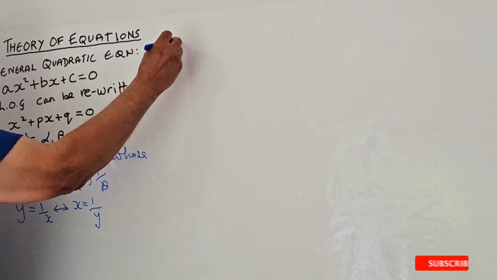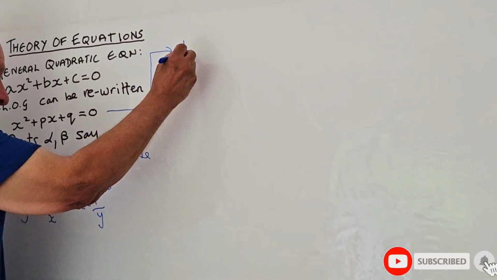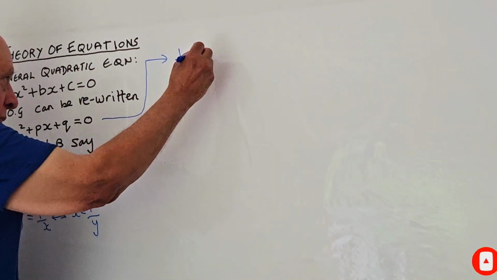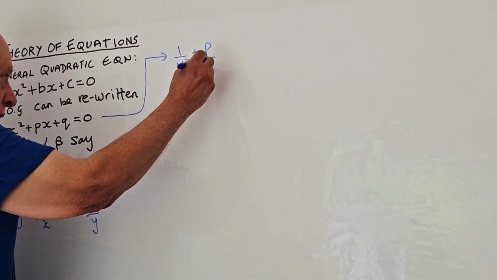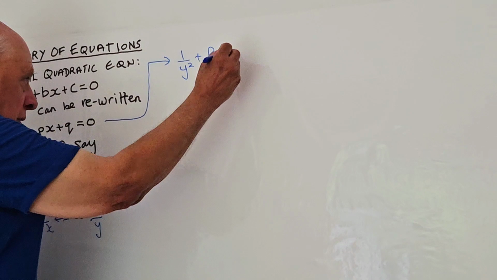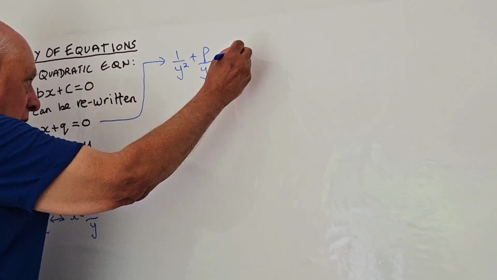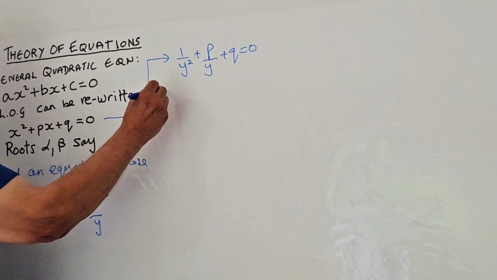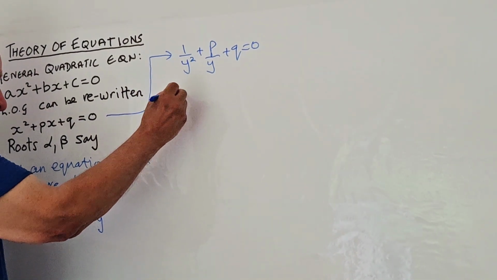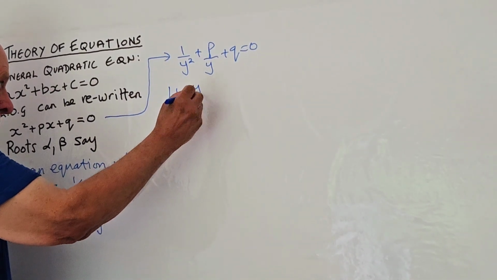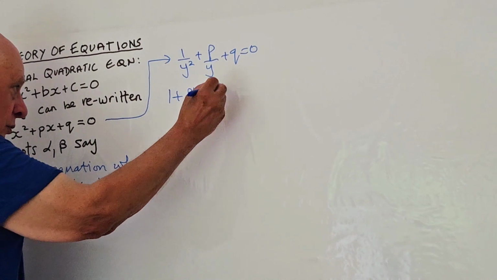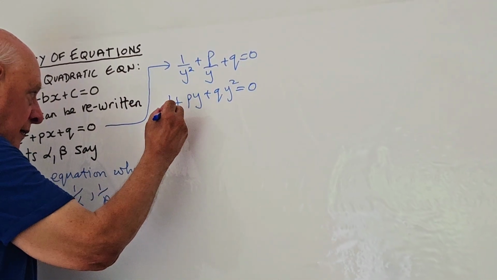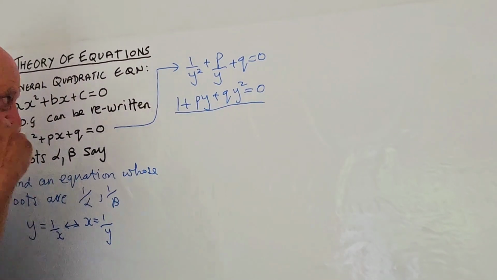1 over y squared plus p over y plus q is 0, and then multiplying up by y squared, we get 1 plus py plus qy squared equals 0, and that does for that little bit.